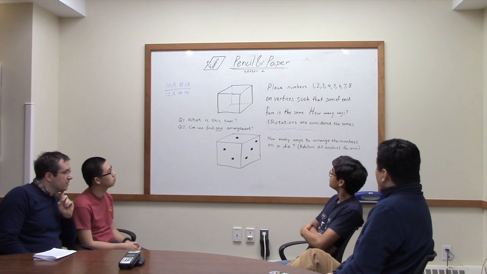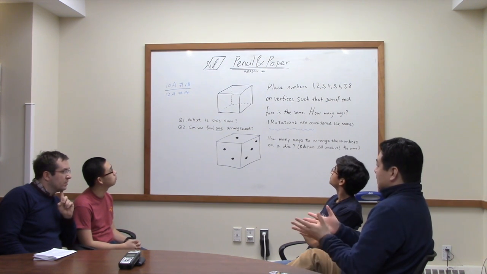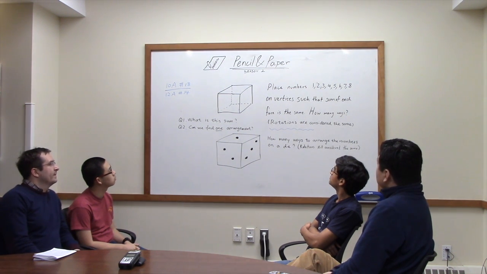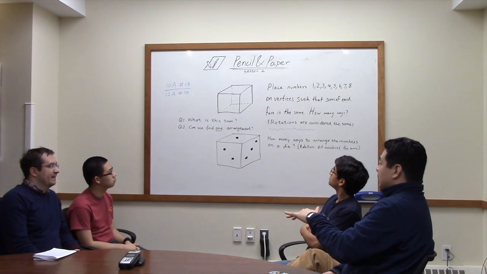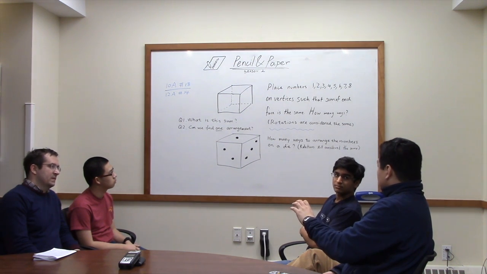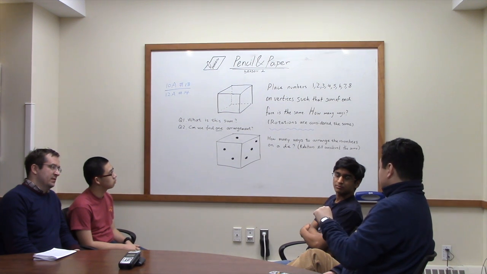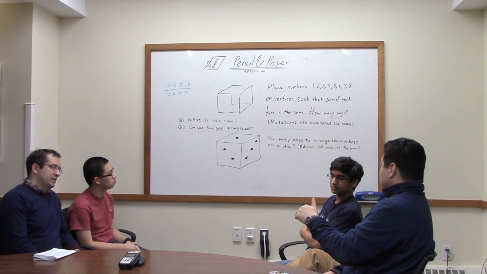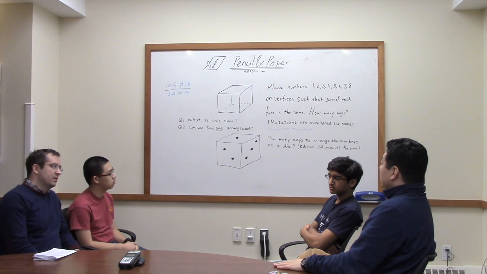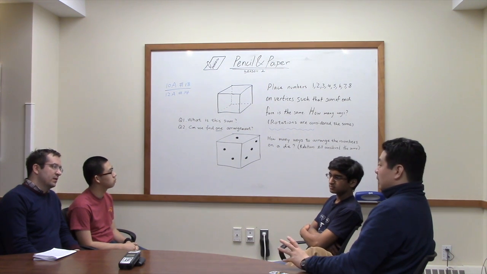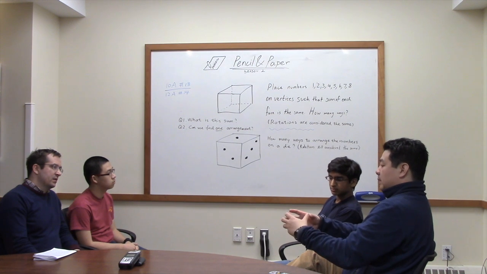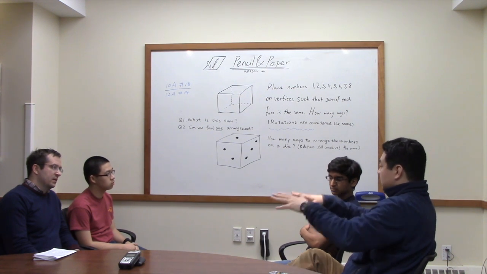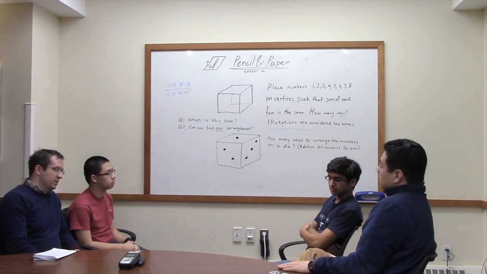The problem is about placing numbers on a cube or a die, right? Place numbers 1, 2, 3, 4, 5, 6, 7, 8 on the vertices of a cube. And then you look at each face, you add all the numbers on the 4 vertices, and you get a sum. And somehow we want this sum for each face to be the same. And we want to know how many such arrangements there are. And the rotations are considered the same. If you can rotate the 2 dice and match the arrangement, then they are the same arrangement, right? So this problem is difficult.